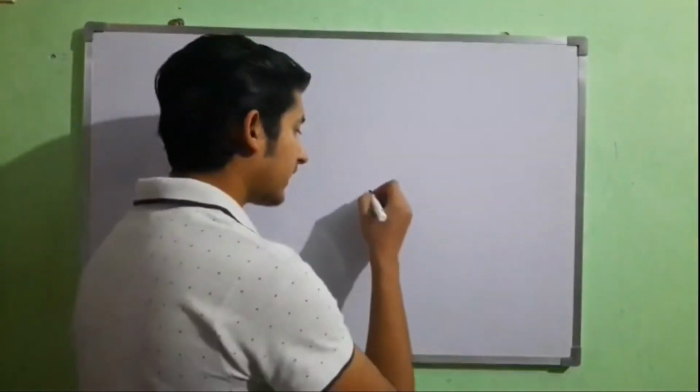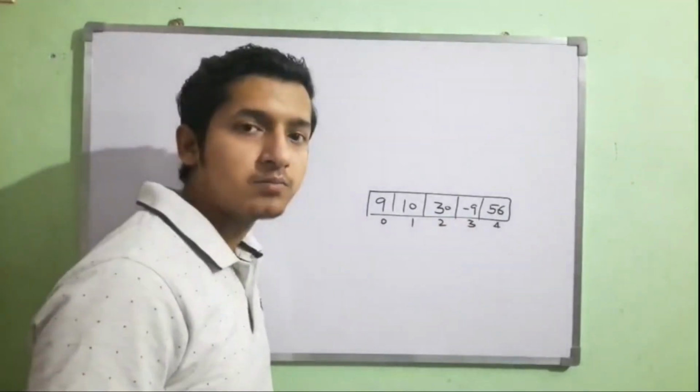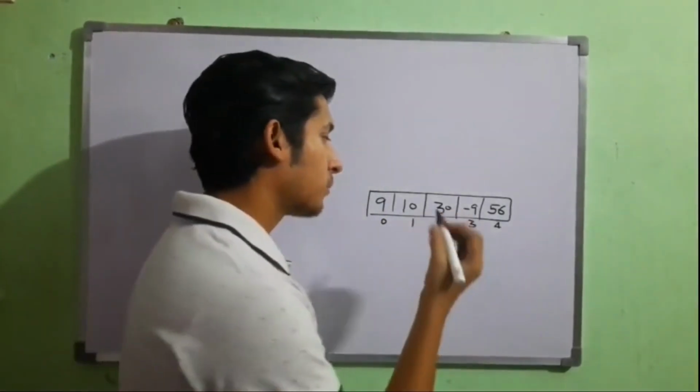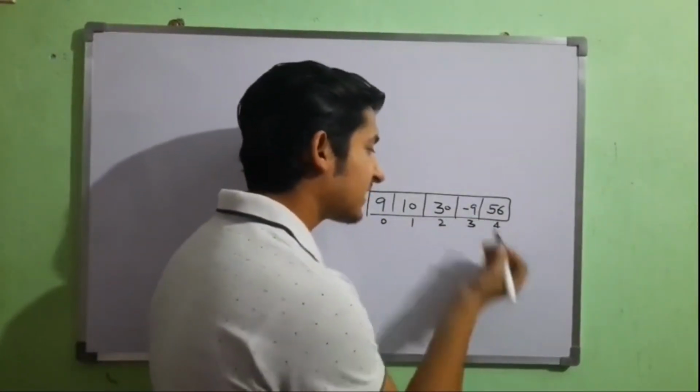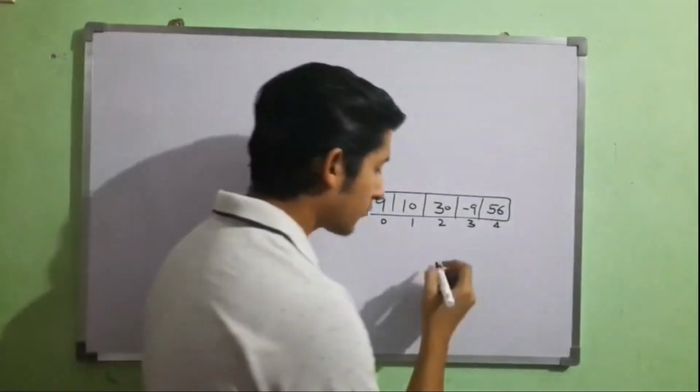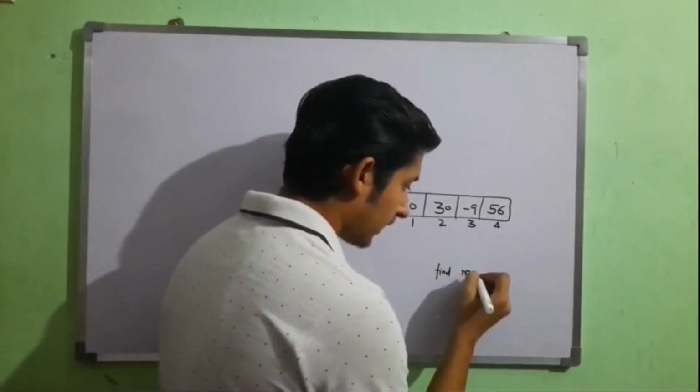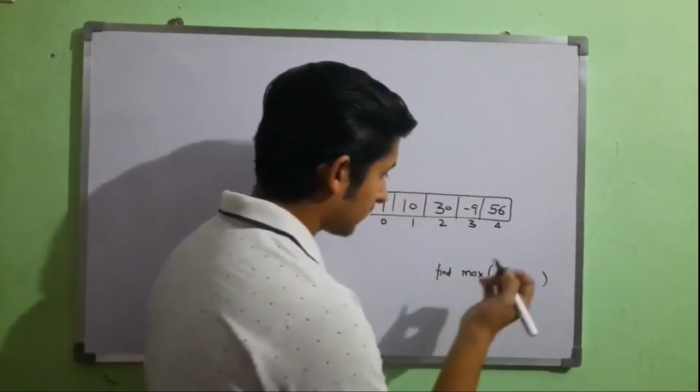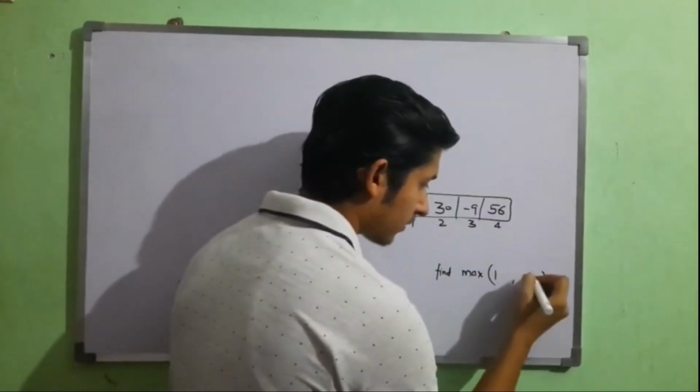Where do we need segment trees? Suppose you are given an array and now you are asked to put a query over a range in this array. Suppose you are asked to find the maximum in the range, say 1 to 4.